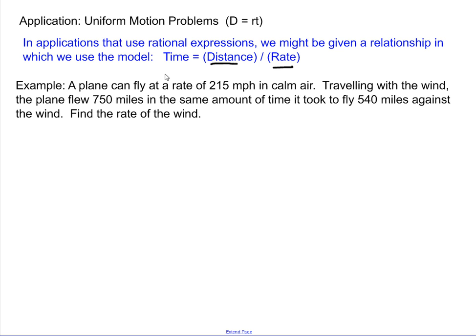So here's the problem. A plane can fly at a rate of 215 miles per hour in calm air. While traveling with the wind, the plane flies 750 miles in the same amount of time that it took to fly 540 miles against the wind. So let's find the rate of the wind. If we're asked to find the rate of the wind, of course, we should give that a variable. So let's call it r. Let r equal the rate of the wind. Always name our variable first.